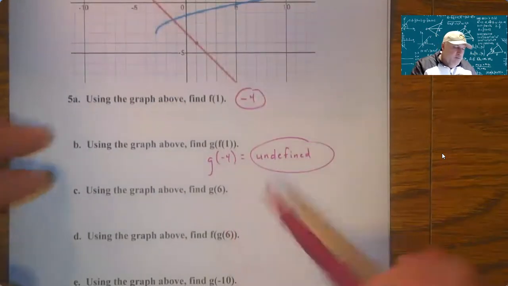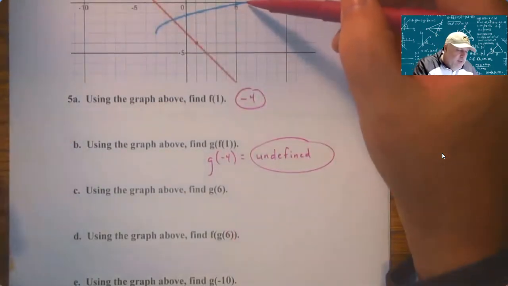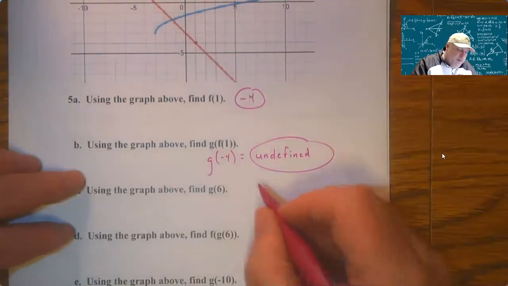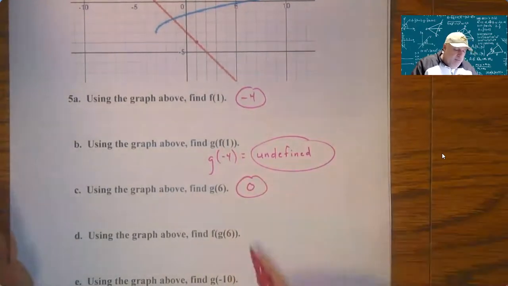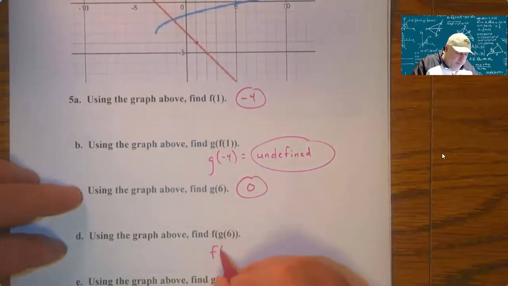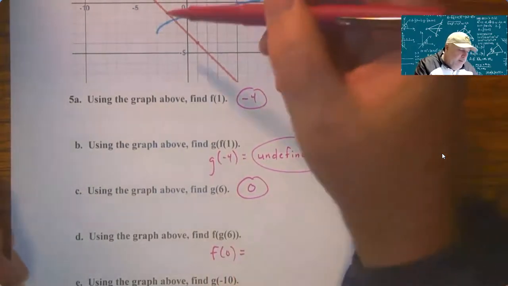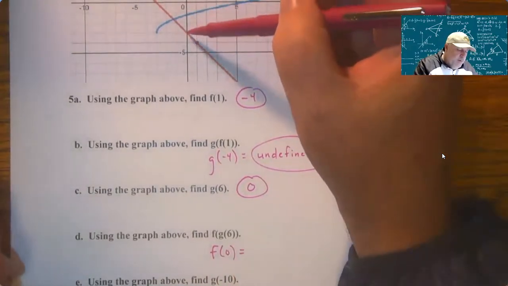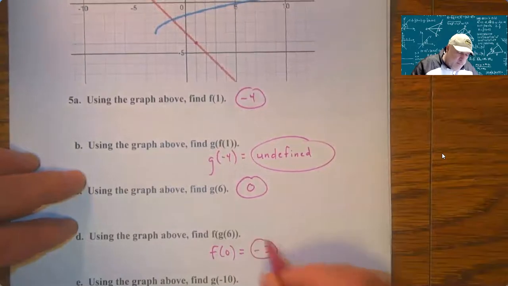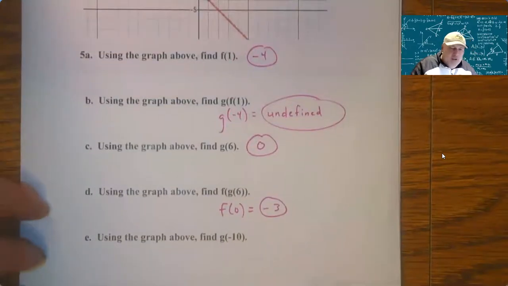g of 6. So go to 6 on the g function. That looks to be 0. And then f of g of 6. So we're doing f of 0 because we already know what g of 6 is from the previous problem. So f of 0, -3 is the y value. Pretty easy.